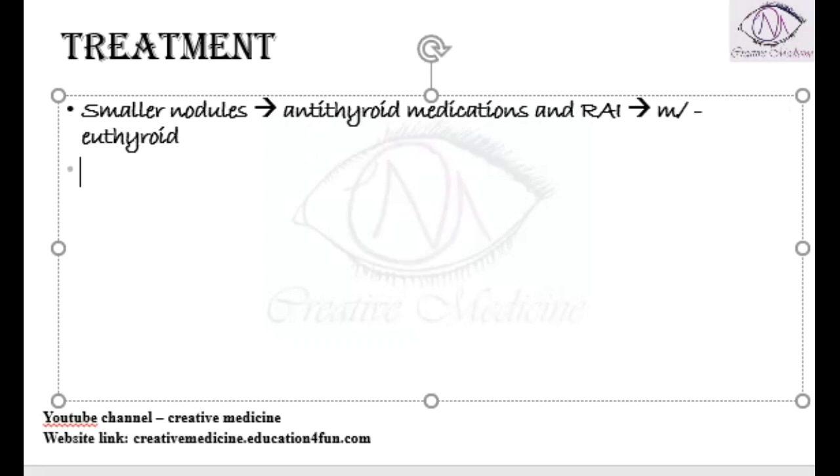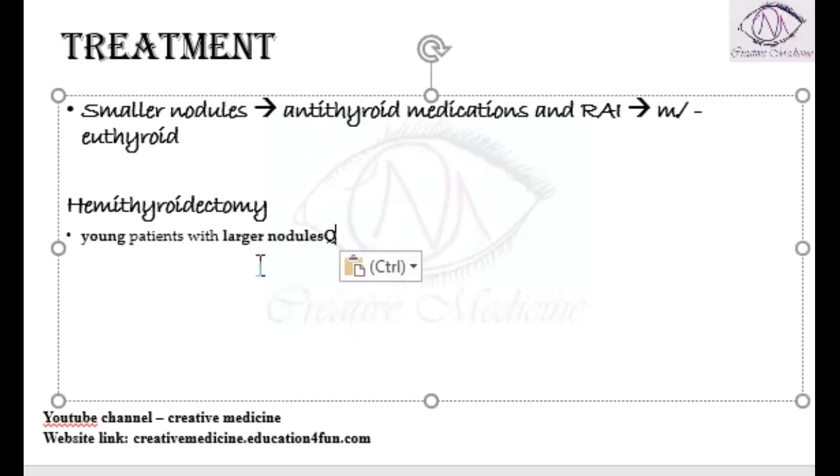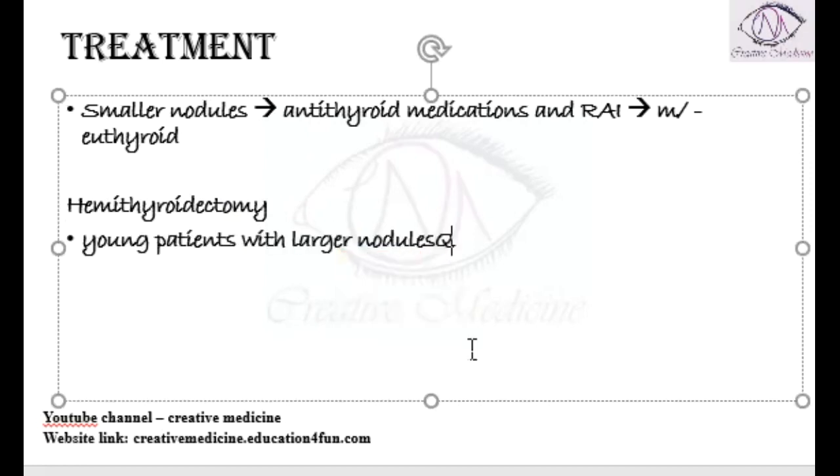But surgery can also be done, which is hemithyroidectomy, in certain cases. What are the indications of hemithyroidectomy in toxic adenoma? In toxic adenoma, hemithyroidectomy is indicated if the toxic adenoma is seen in younger patients with larger nodules. In such cases, we do hemithyroidectomy.